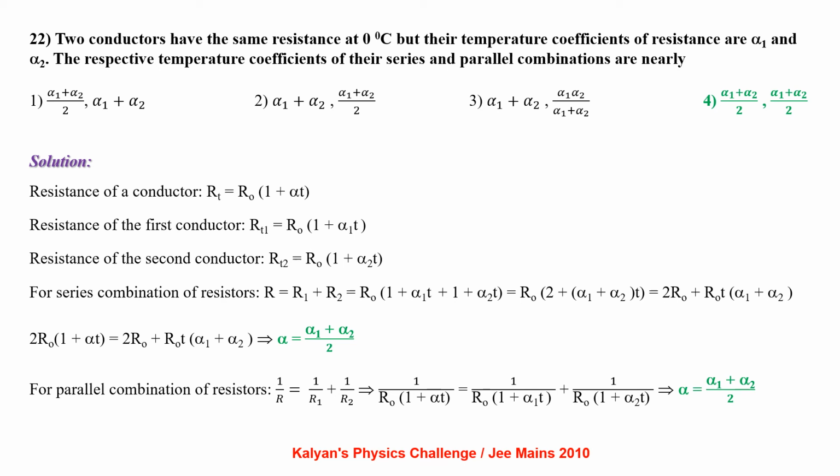Similarly, for parallel combination, we can write 1 by R equals 1 by R1 plus 1 by R2. That is 1 by R naught of 1 plus alpha T equals 1 by R naught of 1 plus alpha 1 T plus 1 by R naught of 1 plus alpha 2 T. Take the denominator into the numerator and apply the binomial theorem. We get alpha equal to alpha 1 plus alpha 2 by 2.